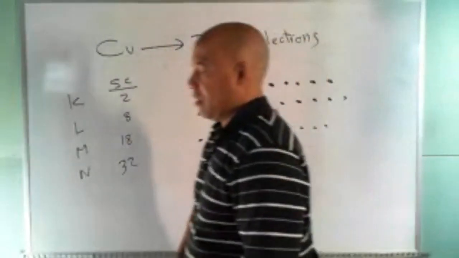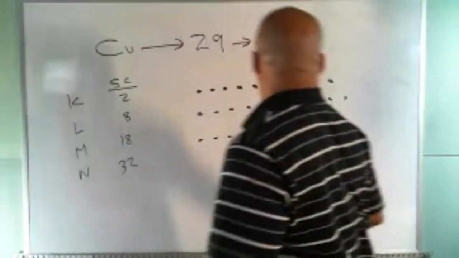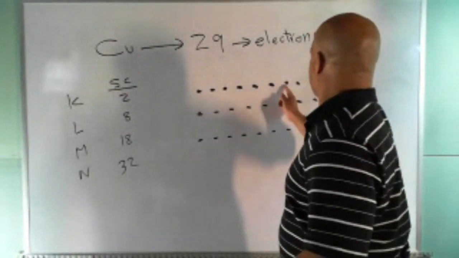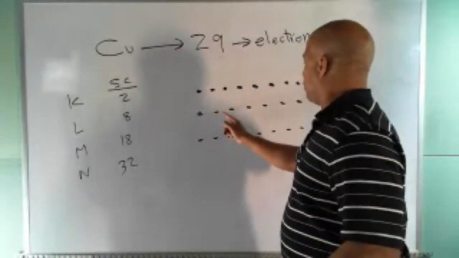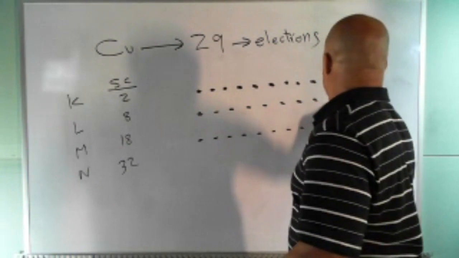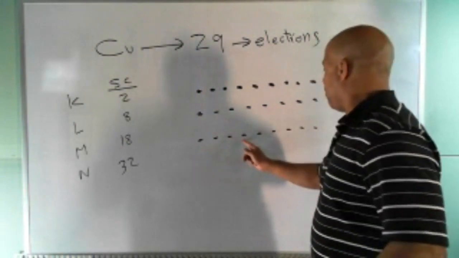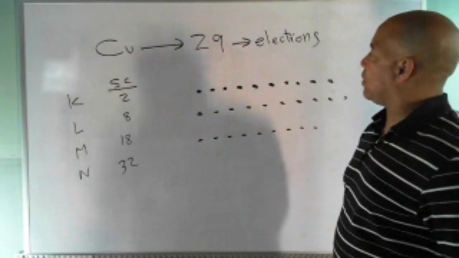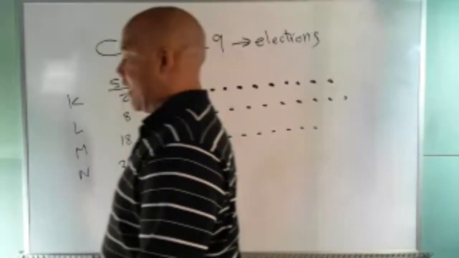That's too many. It's 29. I need to get rid of one. So I got 1, 2, 3, 4, 5, 6, 7, 8, 9, 10. 1, 2, 3, 4, 5, 6, 7, 8, 9, 10. 1, 2, 3, 4, 5, 6, 7, 8, 9. So I represent my 29 electrons for copper as dots.